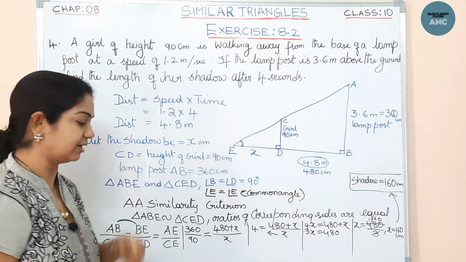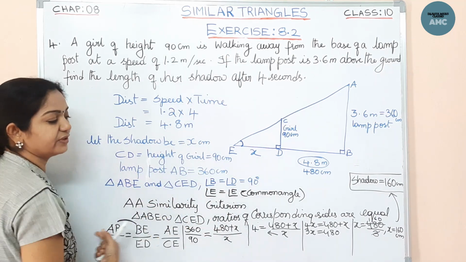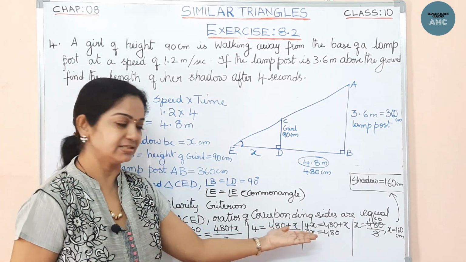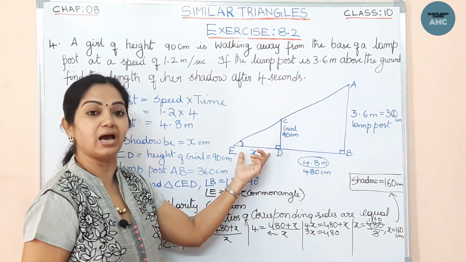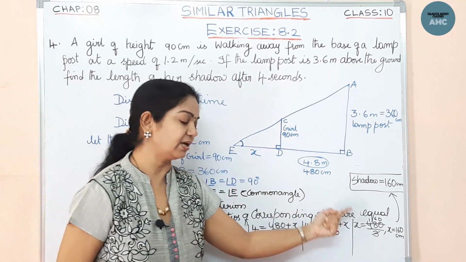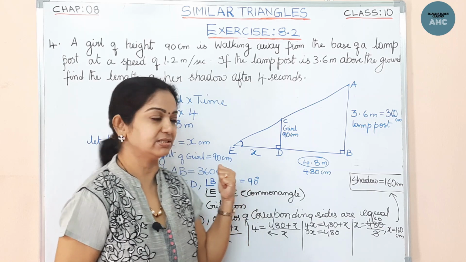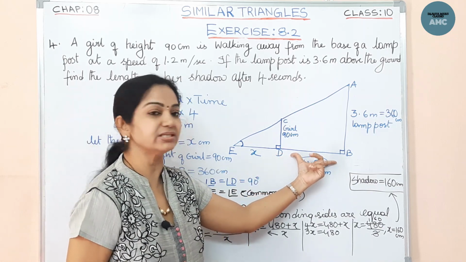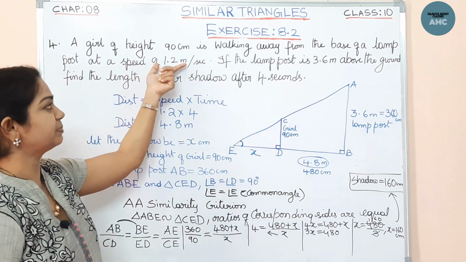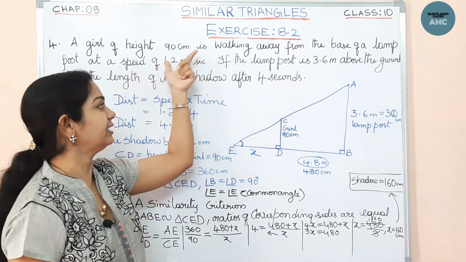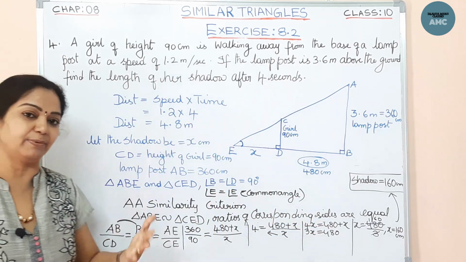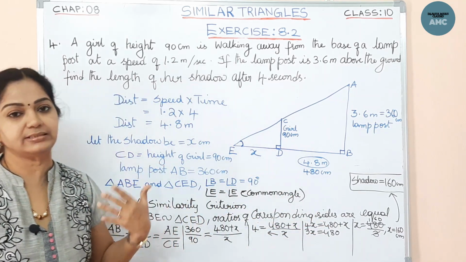Now when they are similar, I equated the ratios of their corresponding sides. So I got the corresponding sides, and from that I found out the unknown term, that is the shadow, which I have mentioned as x. So I got it as 160 centimeters. Now here we don't know the distance also. Now how did I find out the distance? From the value of speed and the time. Speed into time is the distance. So like this, verbal problems can be easily solved with the help of the similarity criterions.